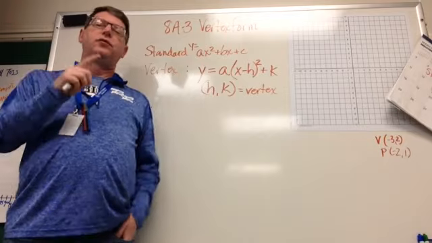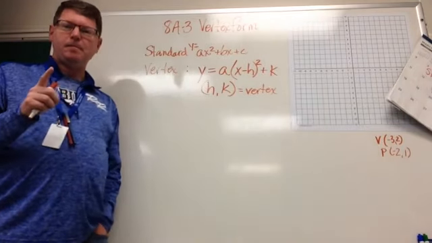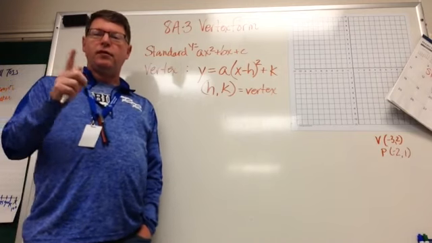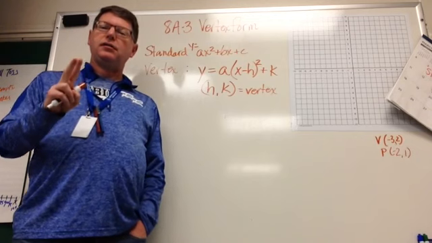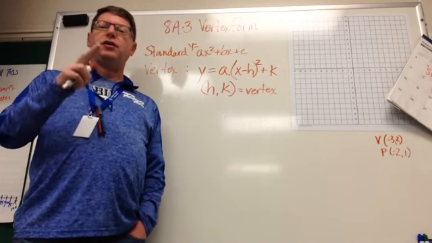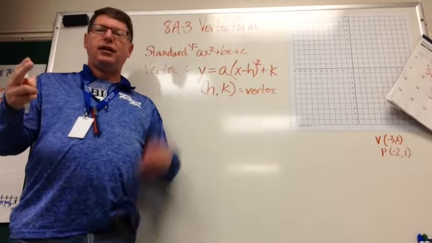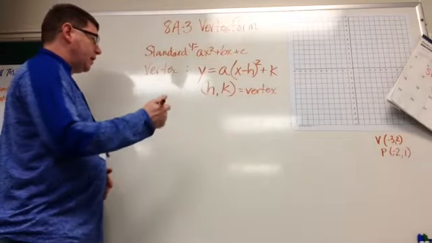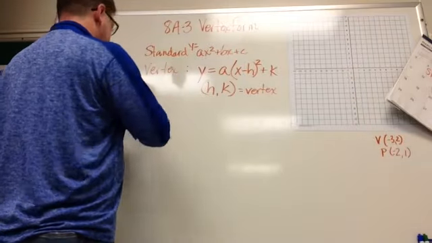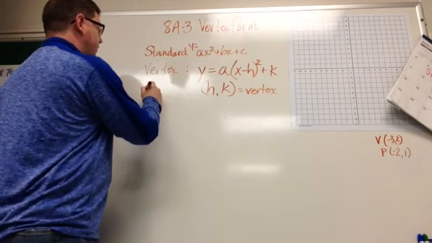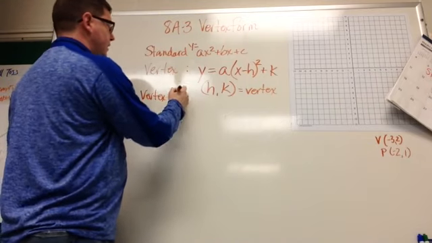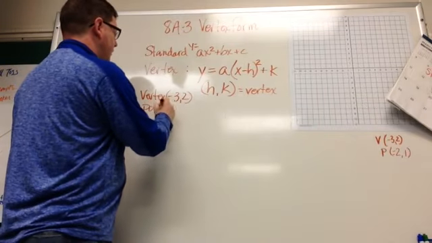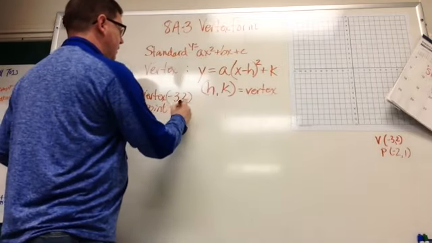Let's look at an example. Let's say that I have 2 points. One of them is the vertex and one of them is a point. And we want to write the equation of the parabola in vertex form and then switch it to standard form. So I'm going to kill two birds with one stone right here. I'm going to say that the vertex is -3, 2.